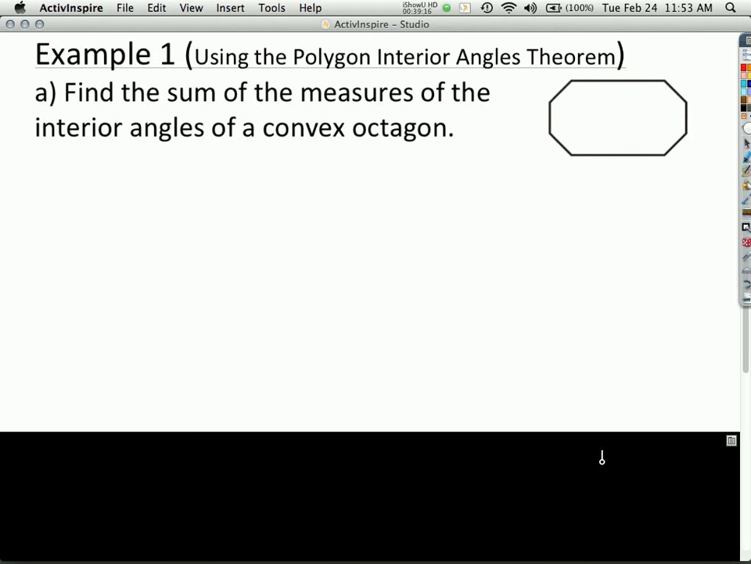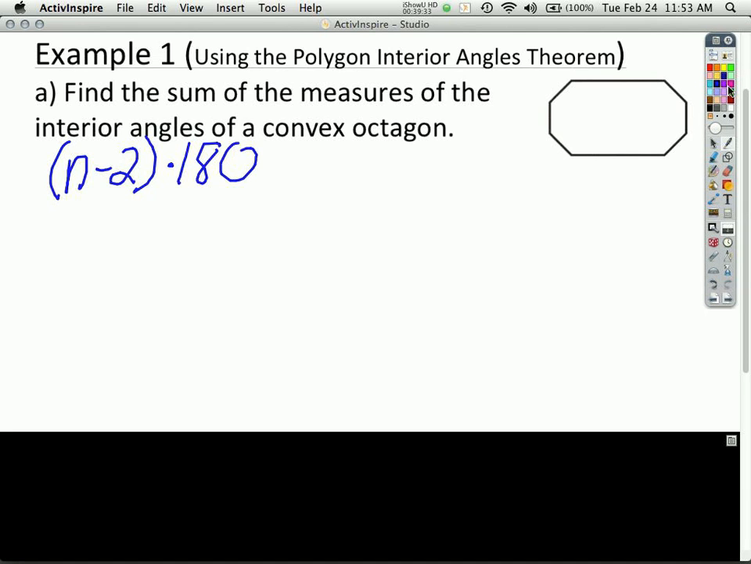Find the sum of the measures. So it's an octagon. You see it in the picture. I also told you in the text. So we've got n minus 2 times 180 is going to tell us the sum. So if we just plug in the value, work it out, calculator or mental math.